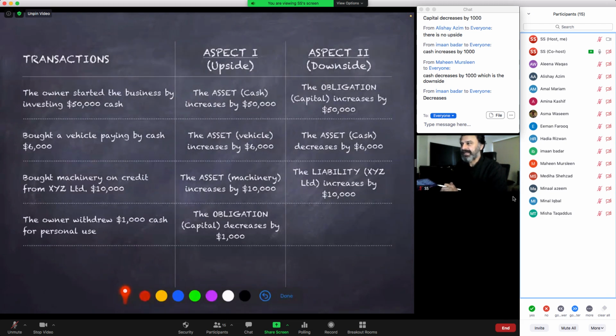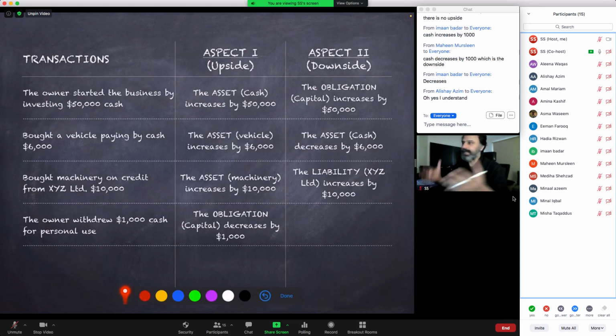There is no upside, Alicia. There is always going to be an upside or downside. You can't have a transaction's existence without an upside or a downside. It is not possible. Just like there is no possibility of the existence of light without the existence of darkness, right? So the upside is the obligation called capital, which means you owe your owner. That is going down now because you owe less to your owner.